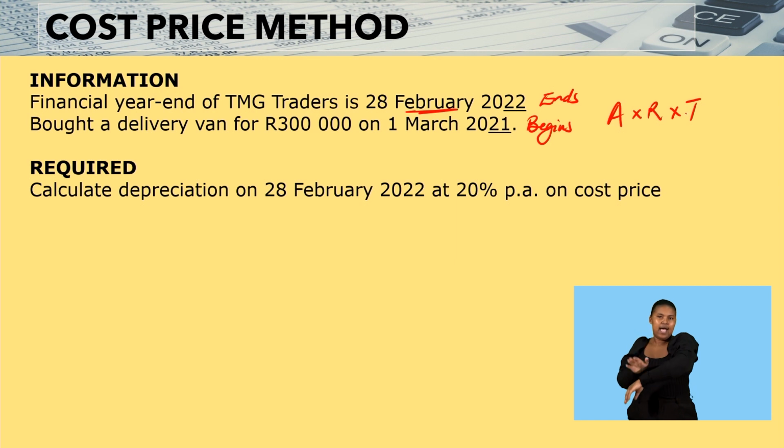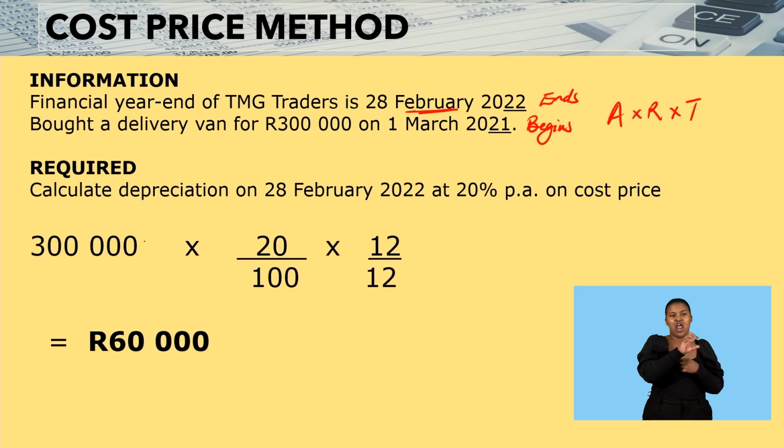All right? So that means if I'm to calculate here, I will need the amount, which is 300,000, multiplied by the rate, which is 20%, and the time. We had it from the beginning until the end, so we had it for 12 months. So my depreciation therefore becomes 60,000. That becomes my depreciation using the cost price method.